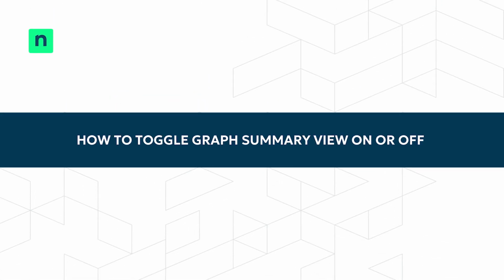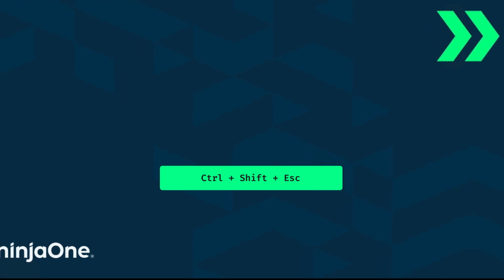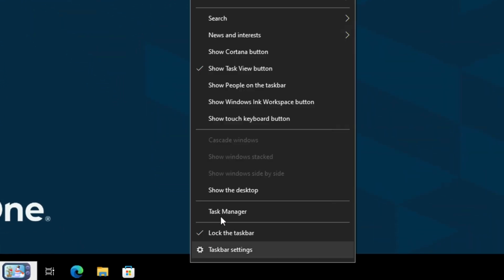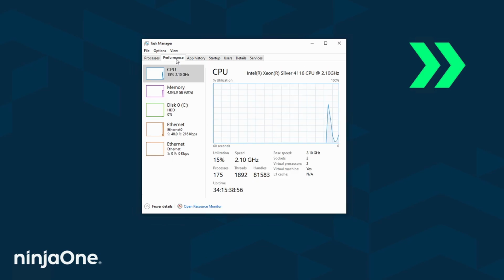How to toggle graph summary view on or off. Toggling the graph summary view is simple. First, open Task Manager by pressing Ctrl plus Shift plus Escape, or right-click the taskbar and select Task Manager. Next, navigate to the Performance tab at the top. This tab shows real-time system metrics like CPU, memory, disk, network, and GPU usage.